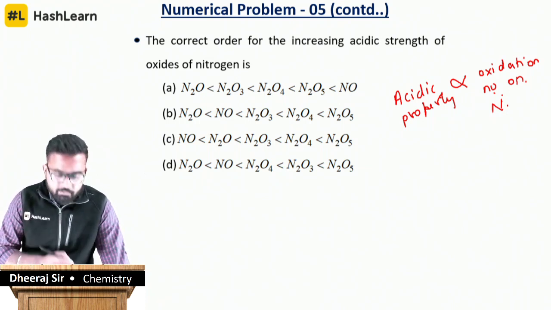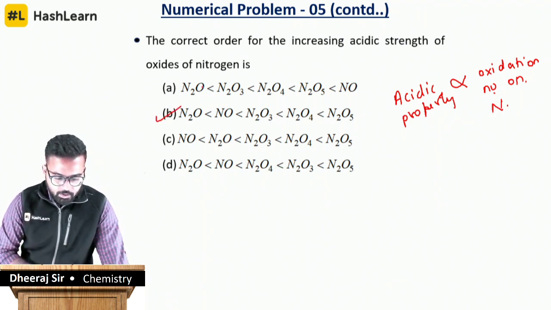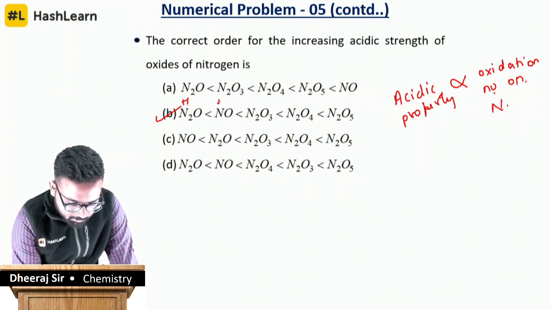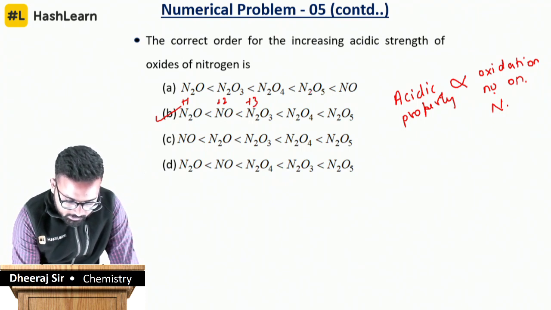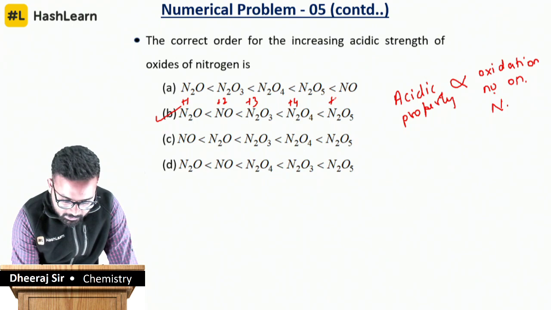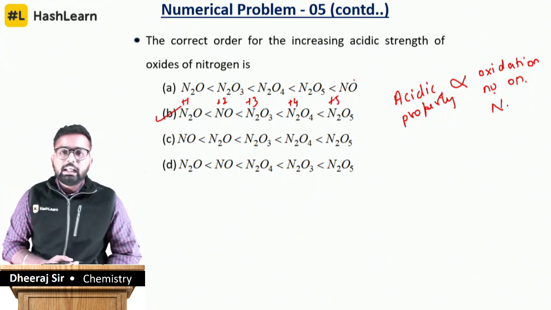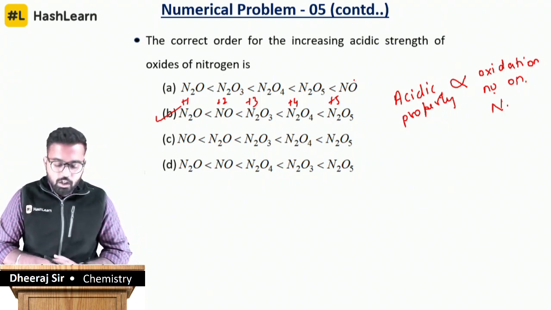That way you should be able to give us the answer pretty straightforward. It is option B, because the oxidation number of nitrogen is +1, in this case +2, in this case +3, in this case it is +4, and in this case it is +5. So as the oxidation number goes on increasing positively on the given central atom, its acidic property also increases.